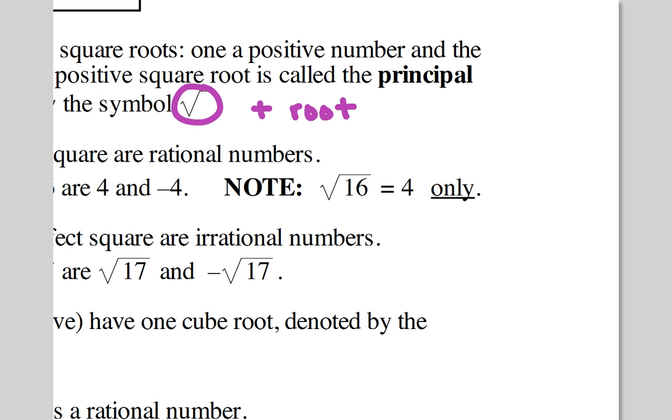So if your problem says x squared equals 16, you have two answers. What are the two answers? Plus or minus square root 16, which equals plus and minus 4.